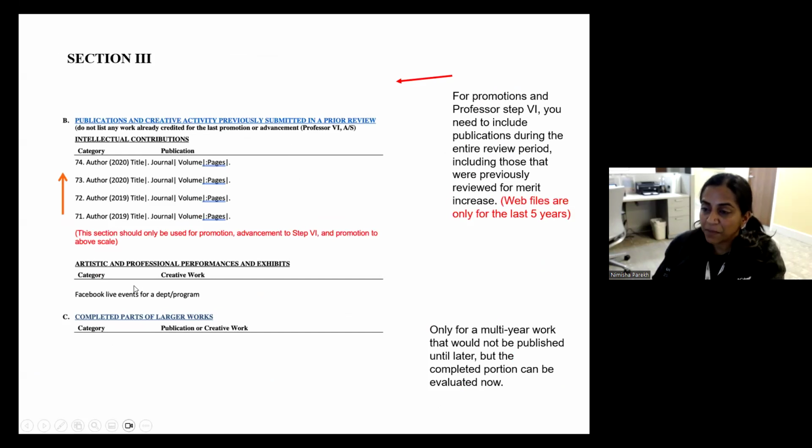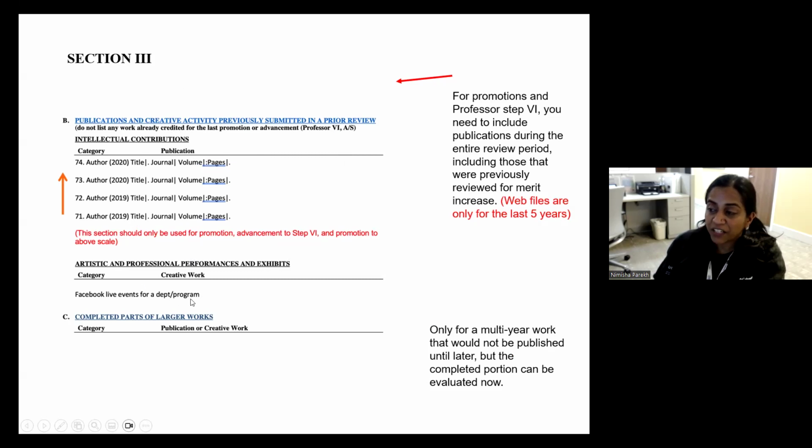Okay, so skip the top part, but if you had publications and creative activity previously submitted in a prior review, this section is only used for promotion. It's not used for merit, and it's used for advancement of step 5 up to step 6 and promotion to above scale. So for the majority, this is not an area where you want to pay as much attention.